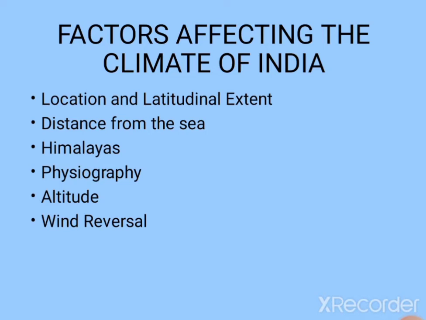Now, the third factor is the Himalayas. The Himalayas act as a climatic barrier and they prevent the cold and dry winds of Central Asia during winter from entering India. Apart from that, they also act as a physical barrier for the rain-bearing southwest monsoon winds and stop them from crossing the northern frontiers of India.